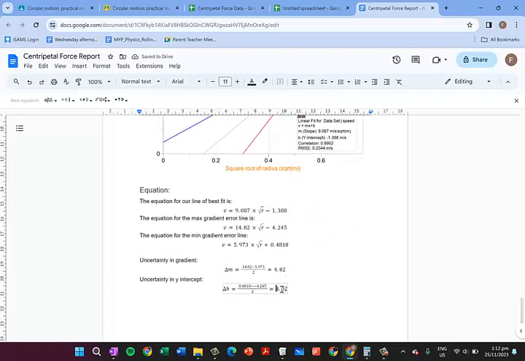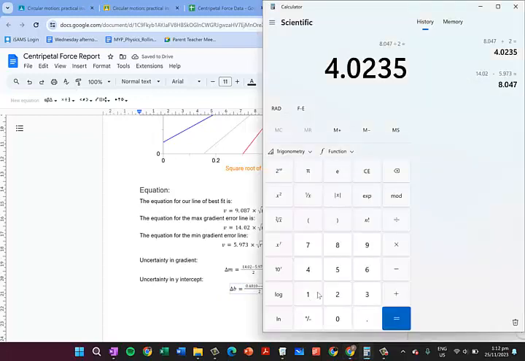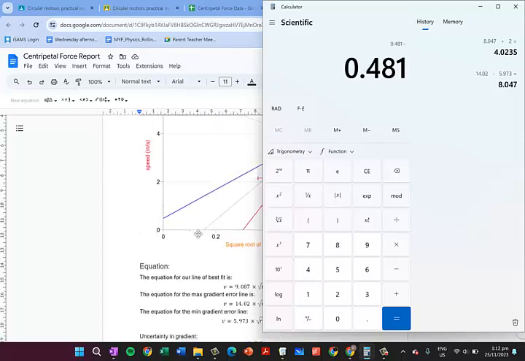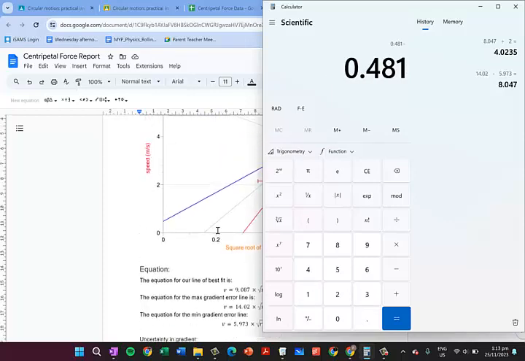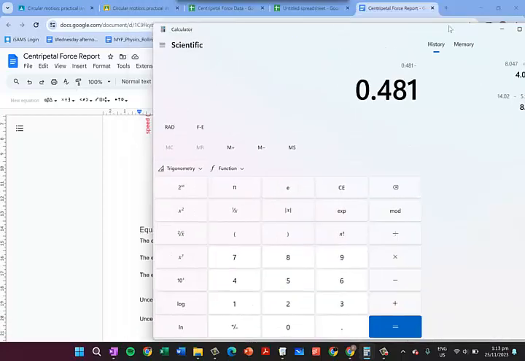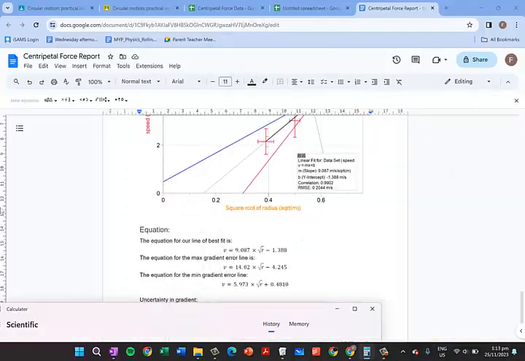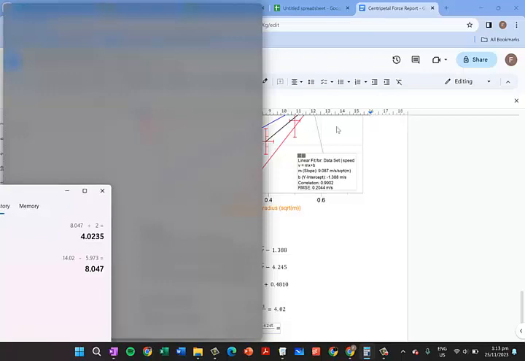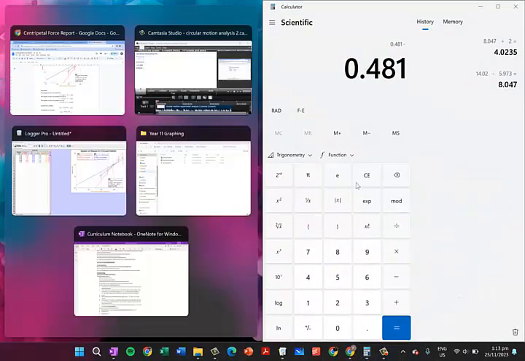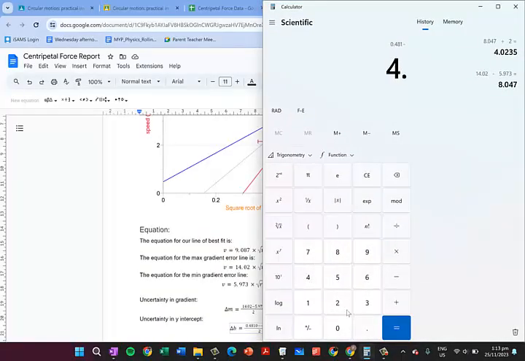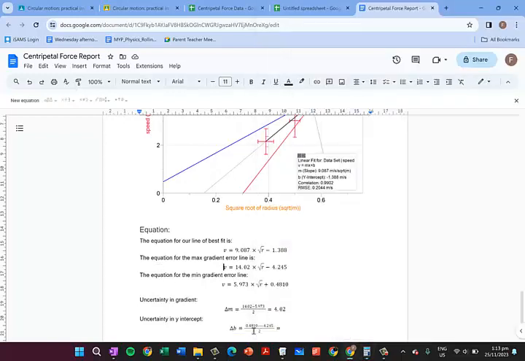Over 2, and that's not going to be equal to this. So let's find out what that is. 0.4810 minus, what was it? Let me just move my calculator here. Minus 4.245, and that was negative. So that's equal to 4.726.